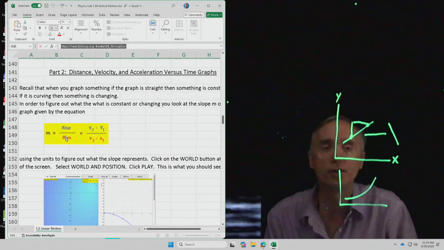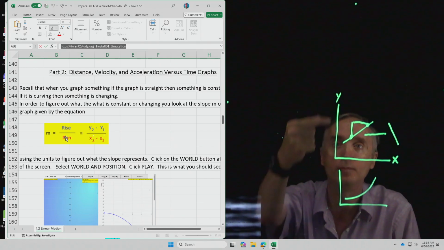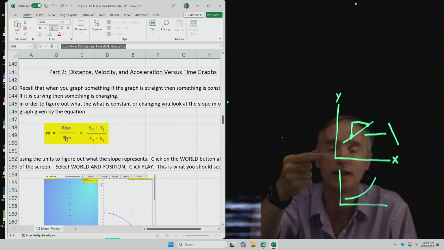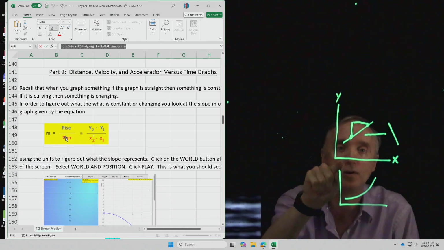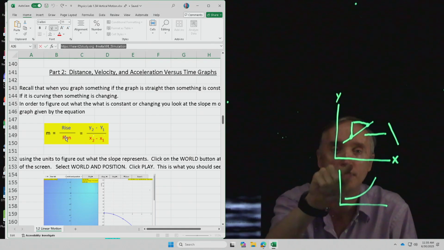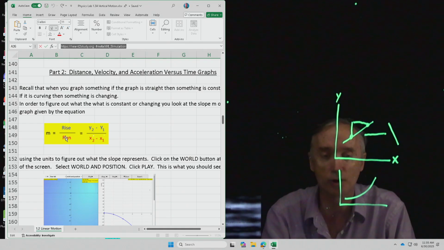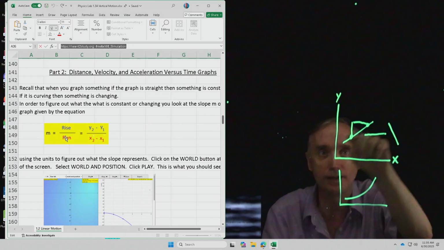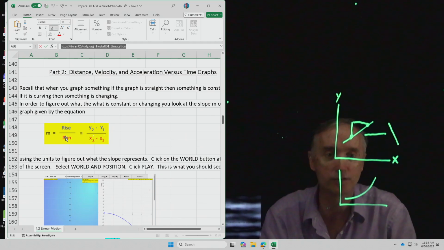And then we're going to use the units. So take the unit of the up and down part, and divide it by the unit going sideways, and the units are going to tell you what the concept is that is creating that slope. So that's what we're going to be doing.